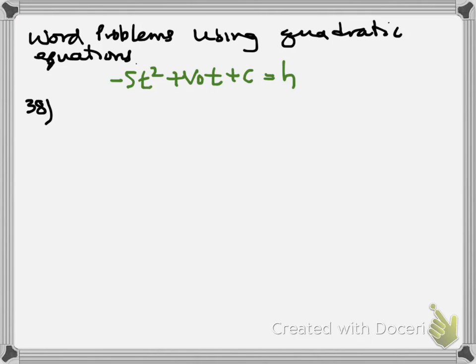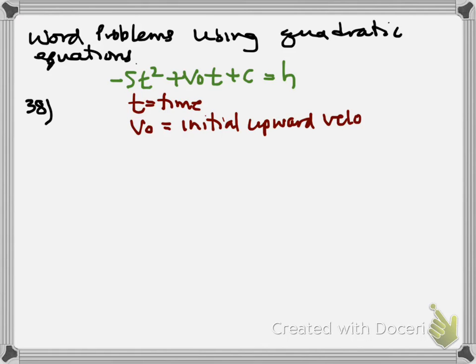Now, one of them is super simple, right? What's t stand for? Time. So that's easy. Your t is your time. What did v sub 0 equal? Initial velocity. And in this case, this would be initial upward velocity. And I can tell it's initial upward velocity because of the negative 5.